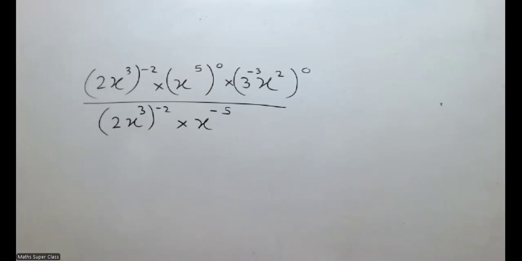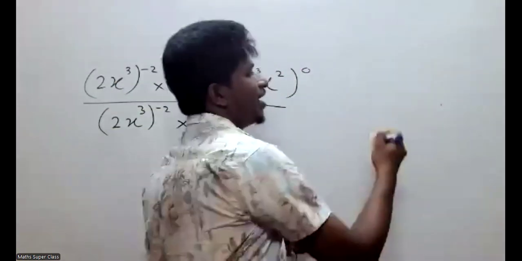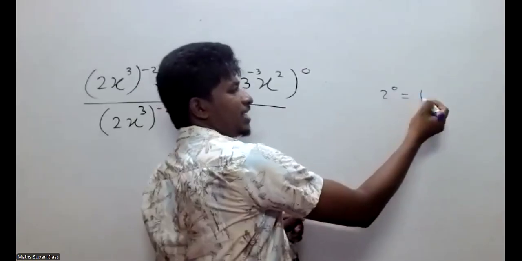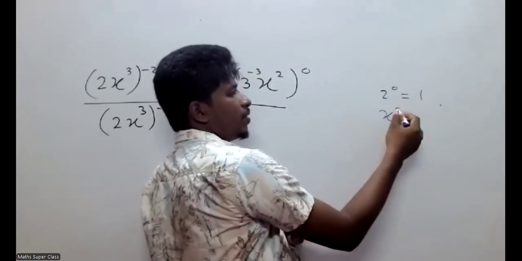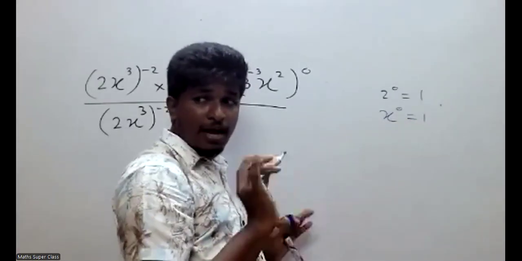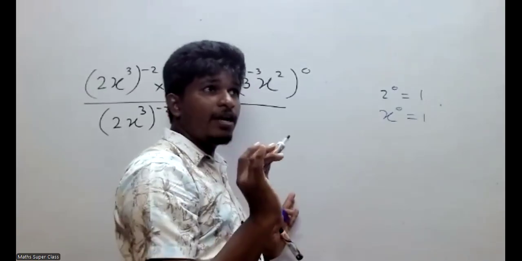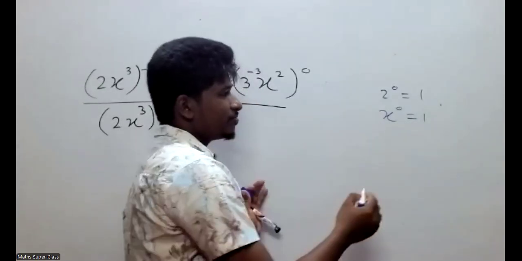Okay. Now let me teach you. Always I told you, 2 to the power 0 means just 1, not 2 to the power 1. Just 1. X to the power 0. Now don't try to give me answers. I'm not going to accept your answer. Just look well.